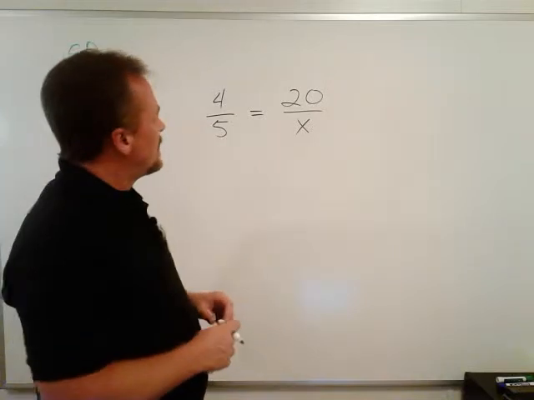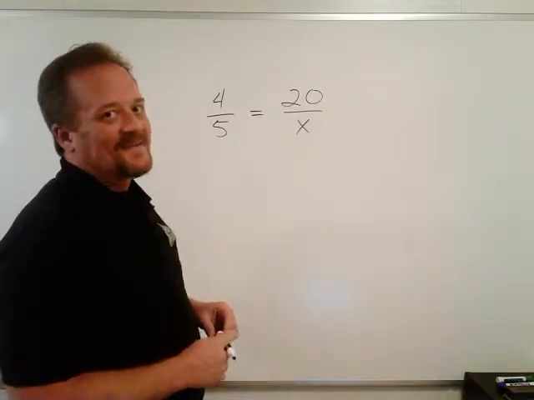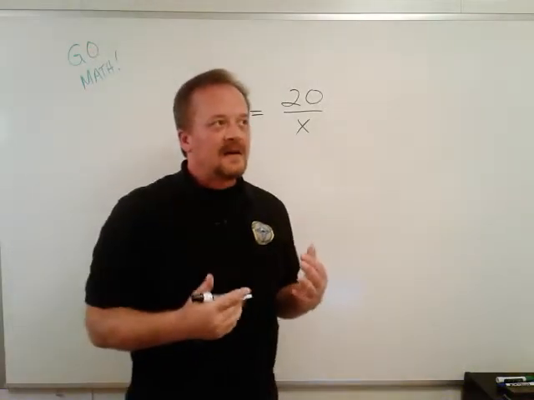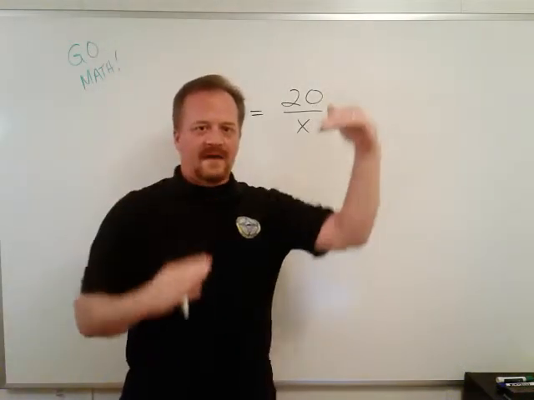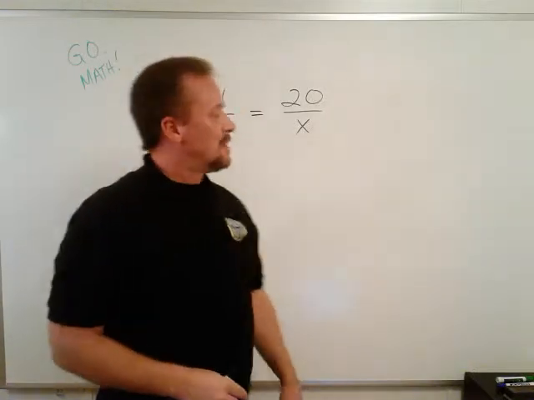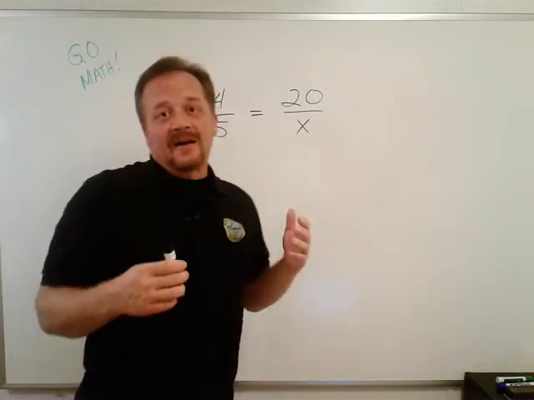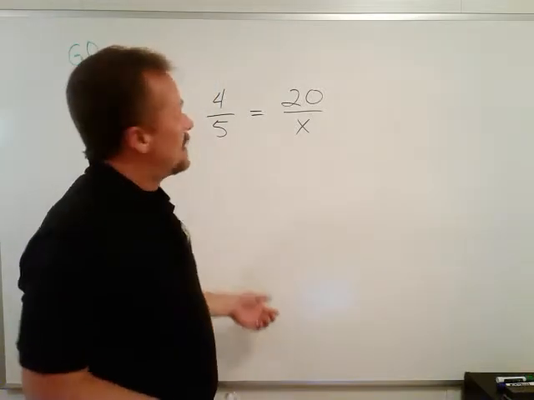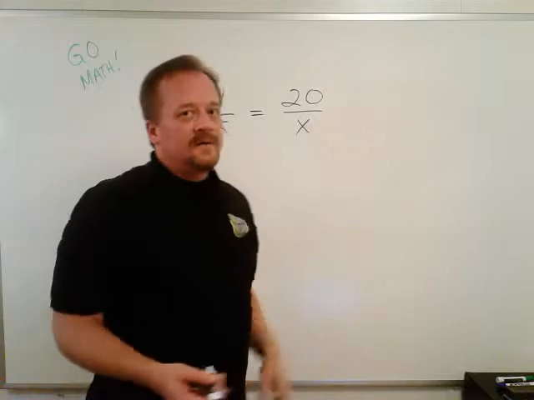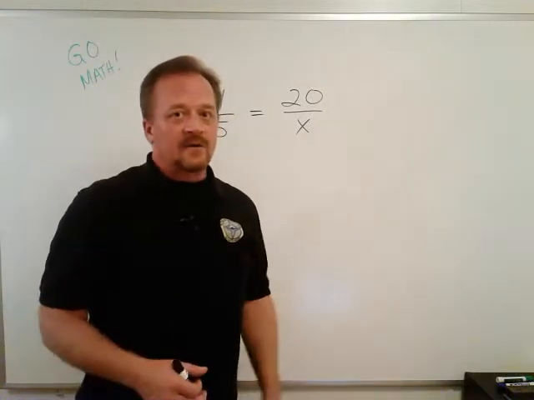So I have 2 steps for you. Step 1 is to find the cross where you can actually multiply 2 numbers. Multiply the 2 numbers that you actually can. If I look this way, can I multiply 4 times x and get a number that I can actually work with?